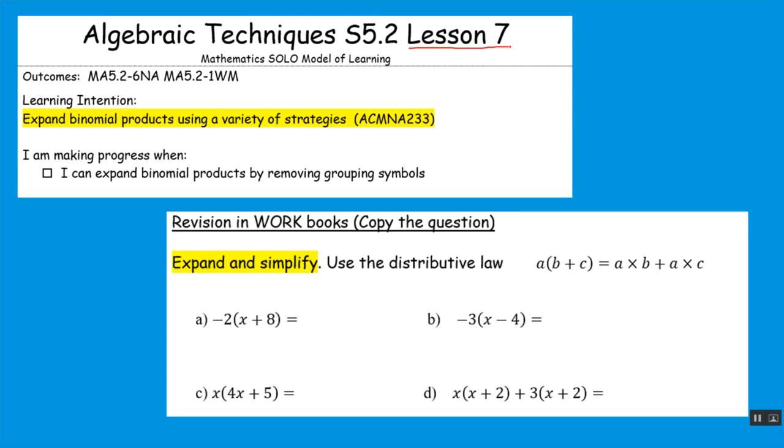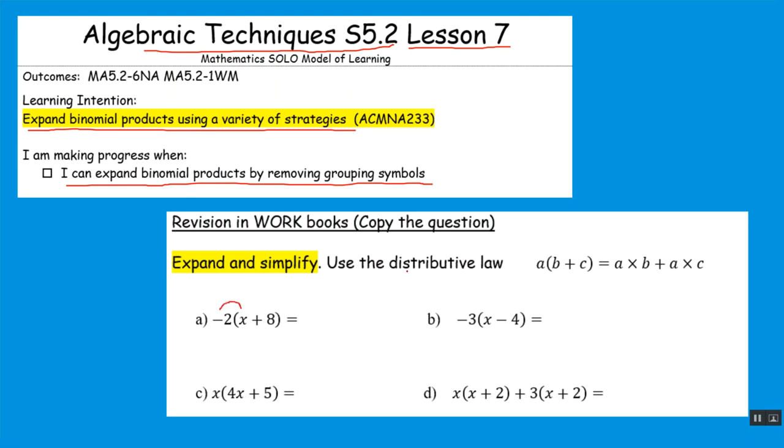This is lesson 7 in algebraic techniques, stage 5.2. So today we're looking at expanding binomial products using a variety of strategies. And you know you're making progress when you can expand binomial products by removing grouping symbols. The revision questions are here, so we need this work for today's lesson.